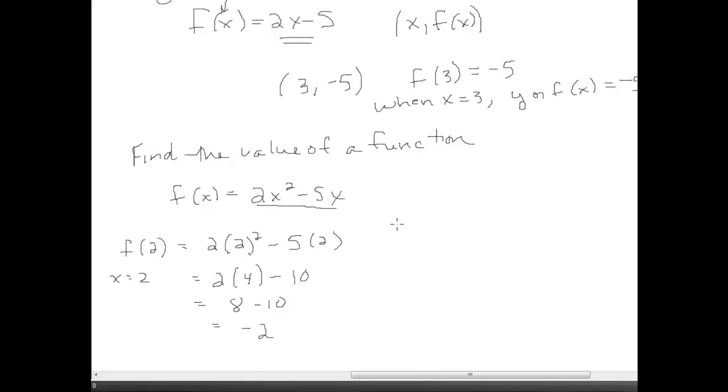So this told me that when x is 2, f of 2 is negative 2. So again, an associated ordered pair would be when x is 2, f of x is negative 2. Again, (2, f of 2), which is (2, negative 2).